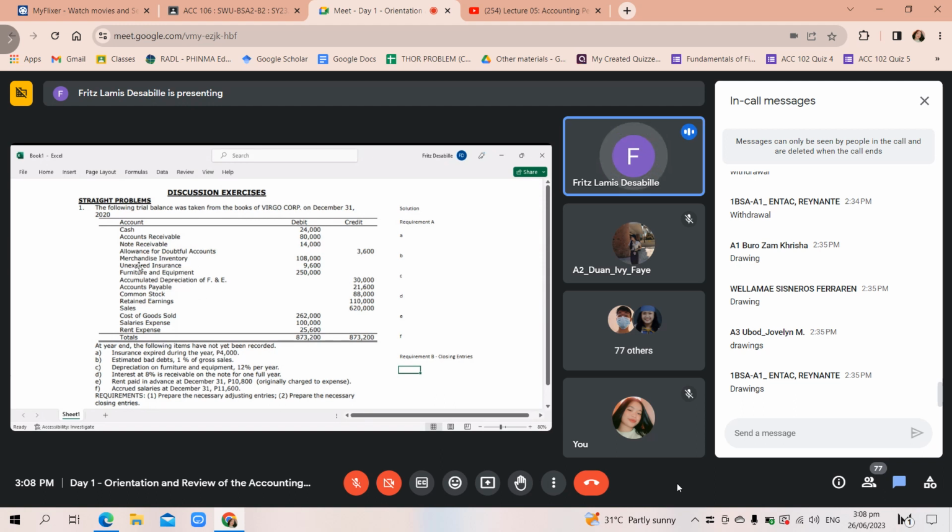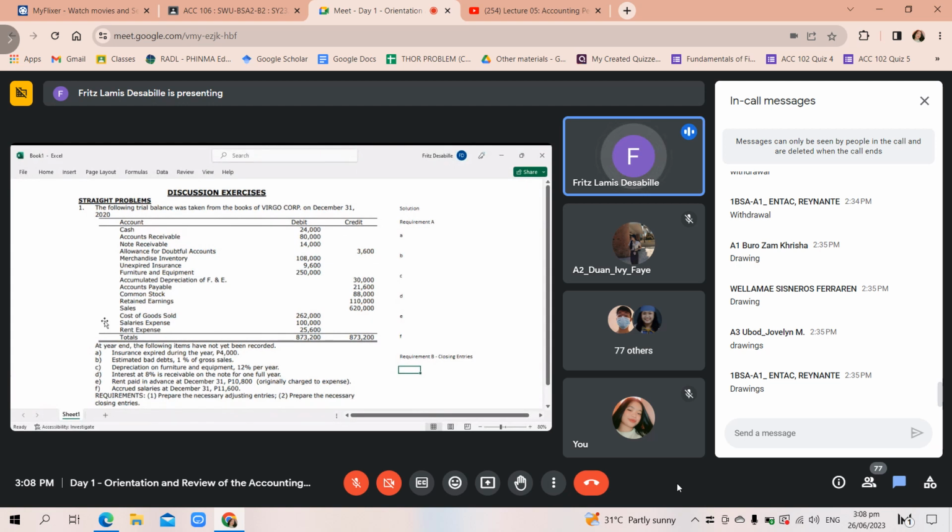Unexpired insurance, of course, we have to account for the expired portion. Of course, for furniture and equipment, kailangan ta mag-record of depreciation. What else? Rent. So for rent and salaries, we may recognize accrued salaries, those salaries which are recognized as expenses but not yet paid.